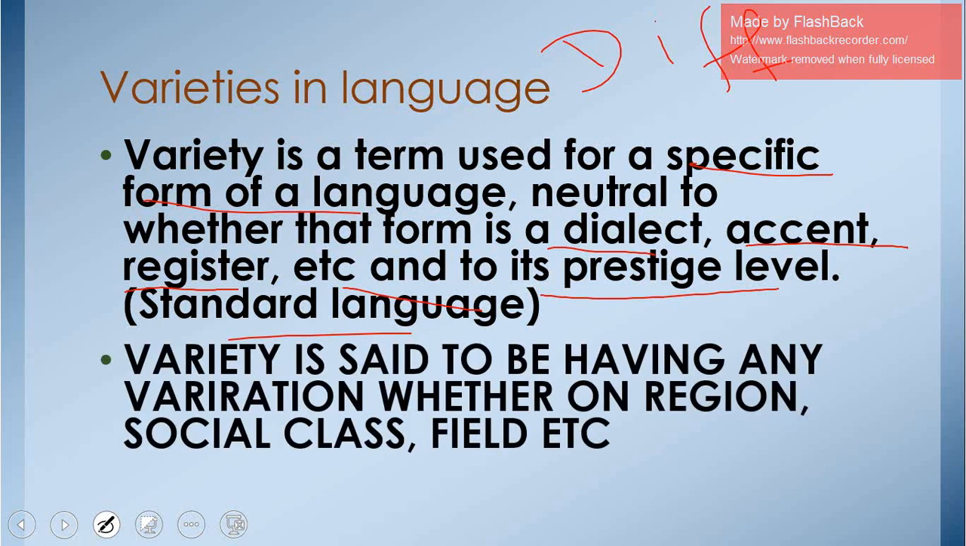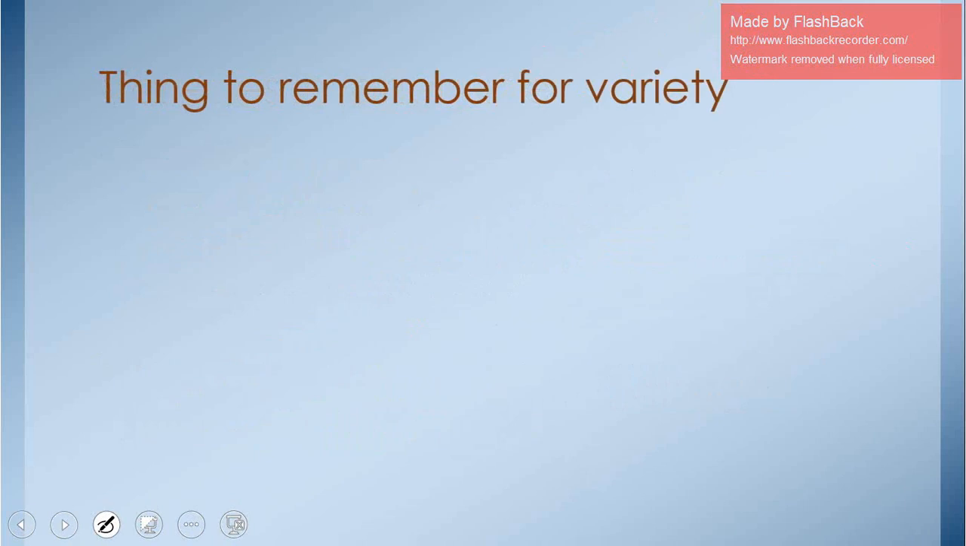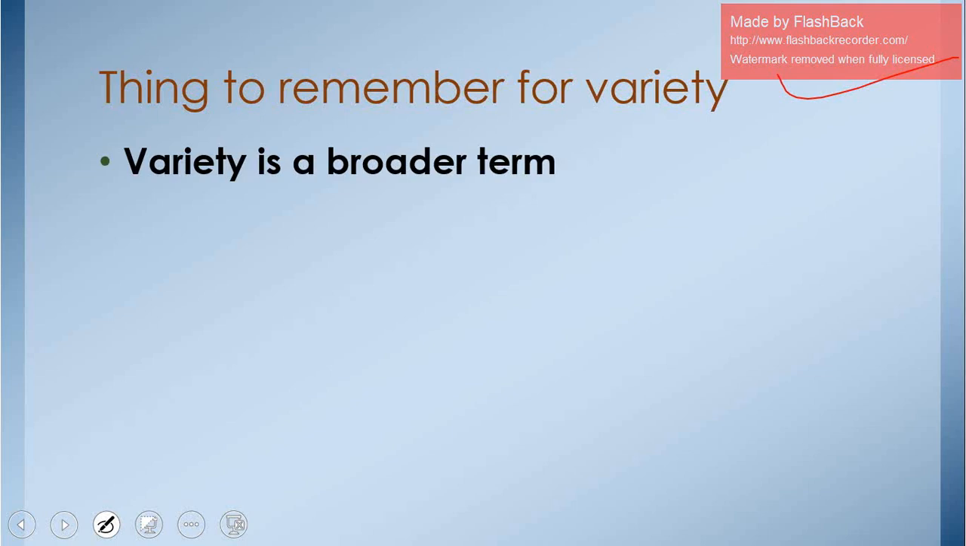Variety is said to be any variation, whether on the region, social class, field, etc. So any kind of variation will fall into variety. Then we will further distinguish it into dialects, then into jargon, sociolects, idiolects, etc. There are a few things you should keep in mind to fully understand the nature of the varieties of the language. Variety is a broader term.